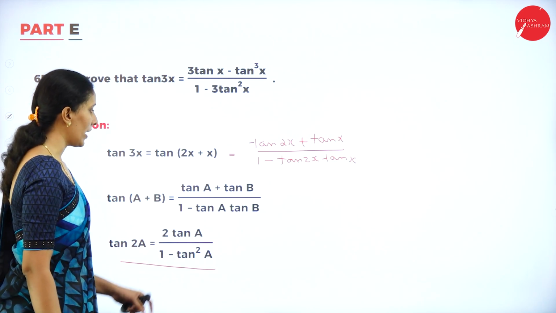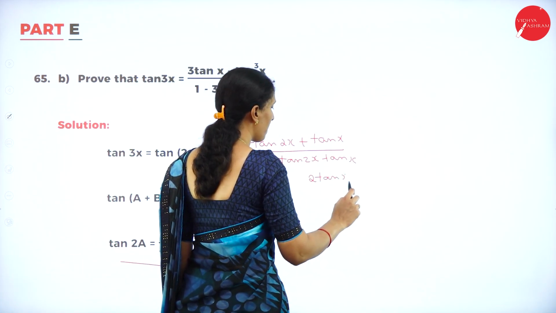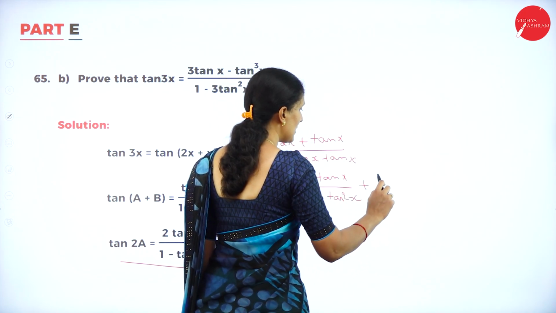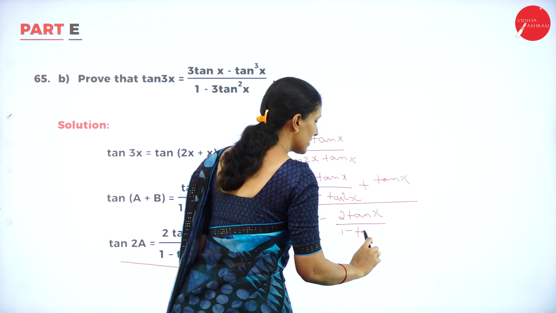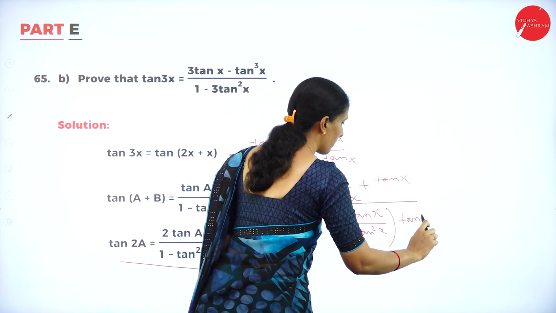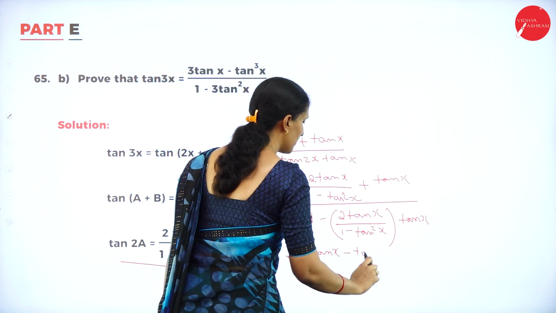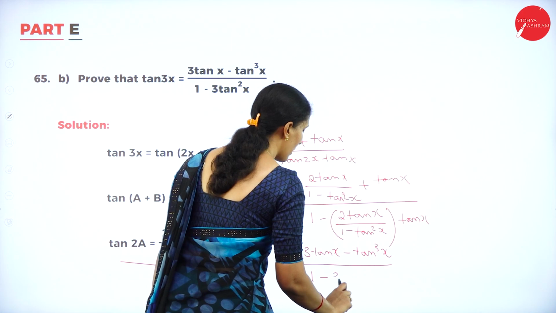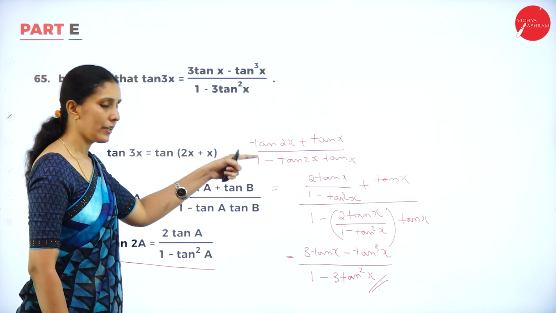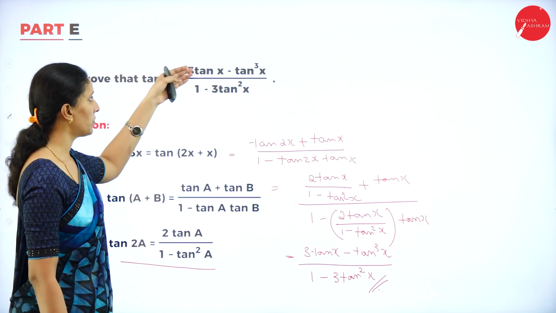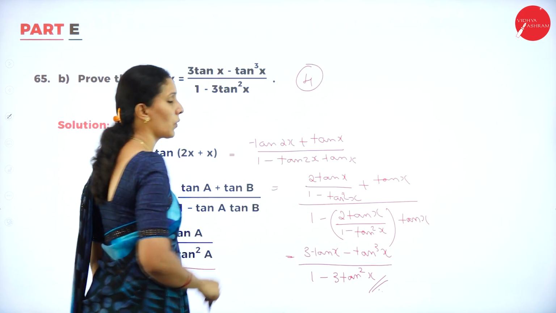We know the formula that tan 2a can be written as 2 tan a divided by 1 minus tan square a. So using this formula here we can write 2 tan x divided by 1 minus tan square x, plus tan x, whole divided by 1 minus 2 tan x divided by 1 minus tan square x into tan x. So solving this we will get the value as 3 tan x minus tan cube x whole divided by 1 minus 3 tan square x. So using these two formulas and showing that tan 3x is equal to 3 tan x minus tan cube x divided by 1 minus 3 tan square x carries 4 marks for this question.